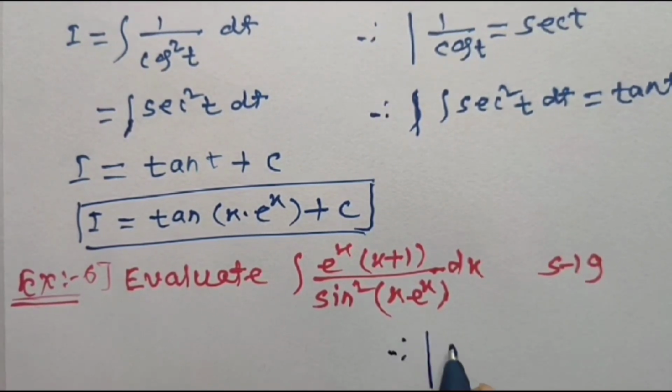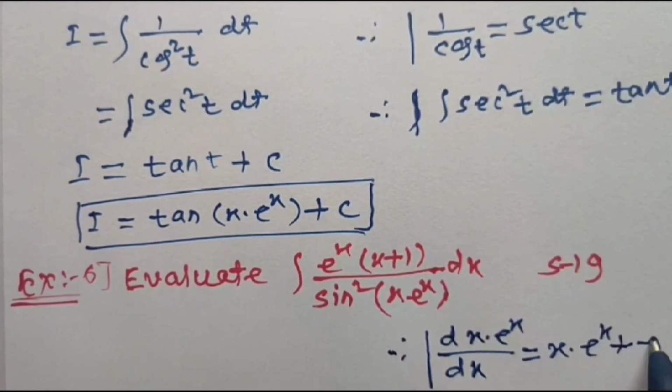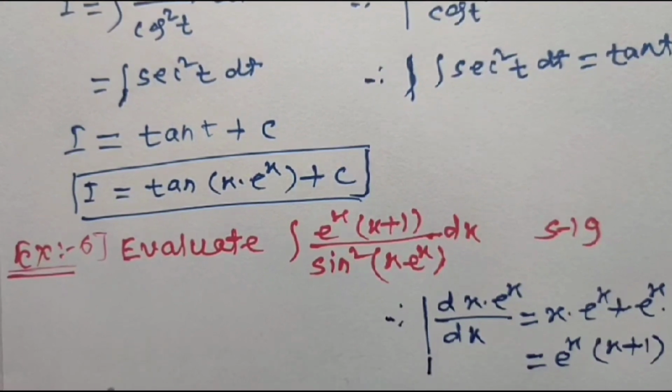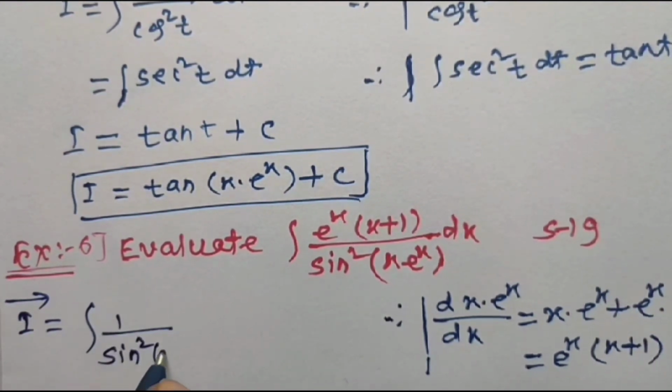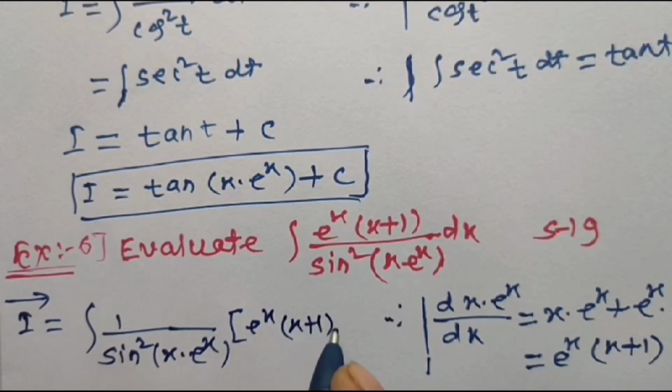Since we know the derivative of x into e to the power x with respect to x is equal to first function as it is times derivative of second function, e to the power x, plus second function e to the power x as it is times derivative of first function x, which is 1, and taking e to the power x common into bracket x plus 1. This is the derivative of x into e to the power x. So the integral we can write like this: I is equal to integral of 1 upon sine square of x into e to the power x, into x plus 1 dx.